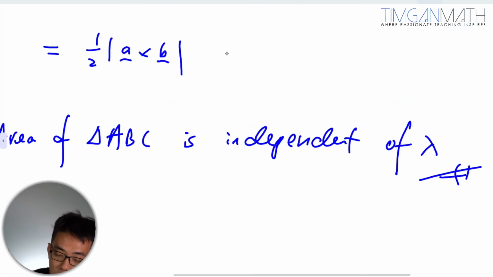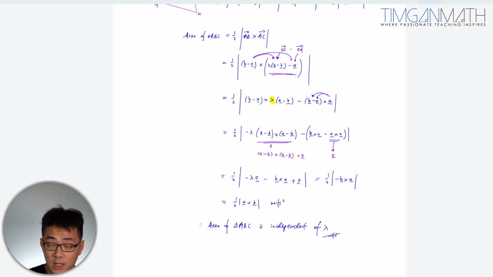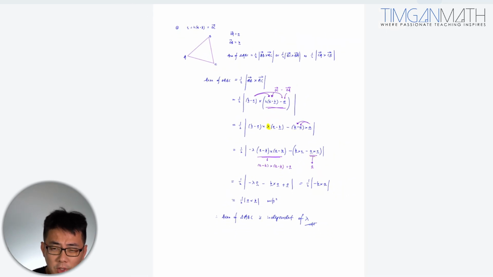because lambda is nowhere shown in the area here, nowhere in this equation that we found. So the area of triangle ABC is just half the modulus of A cross B. That's all. So that's how you do this question proficiently. If you have any questions at all, please let me know, and I'll see you in the next question.